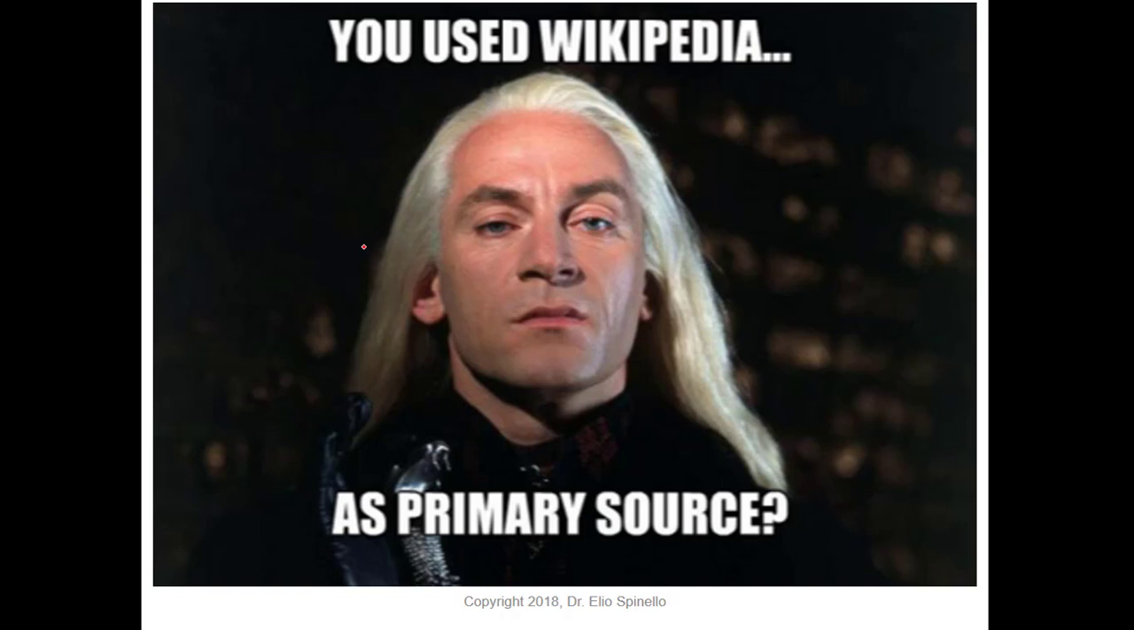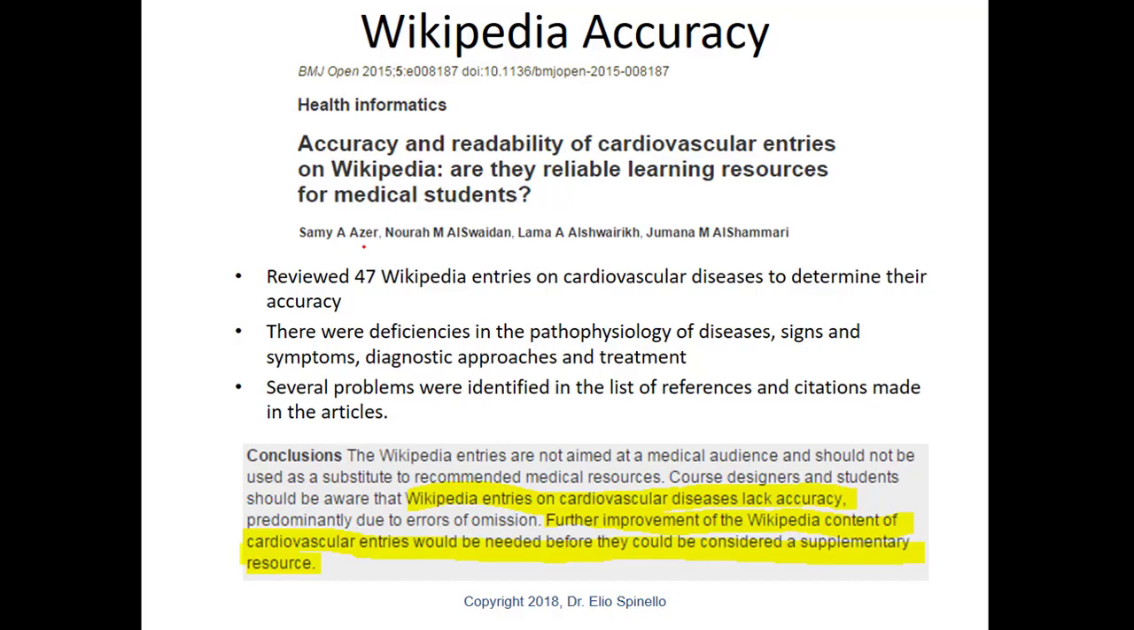What I would say is don't assume that anything you find on Wikipedia is necessarily correct. Again, there are inaccuracies. There have been a number of studies that have looked at Wikipedia in terms of health information to see just how accurate it is. There's one right here where they looked at 47 Wikipedia articles on cardiovascular diseases. And the results here are down at the bottom. Wikipedia entries on cardiovascular disease lack accuracy, predominantly due to errors of omission. Further improvement of the Wikipedia content of cardiovascular entries would be needed before they could be considered a supplementary resource.